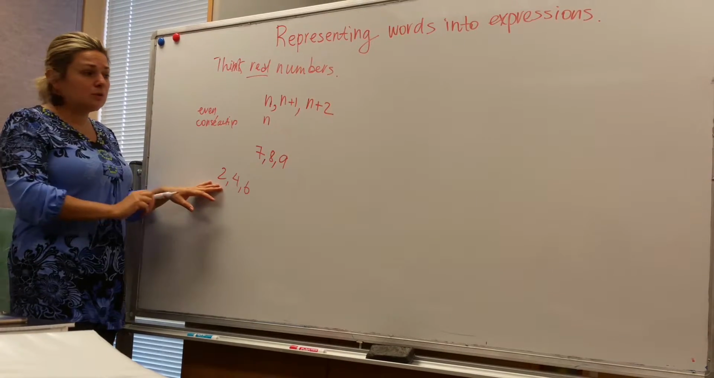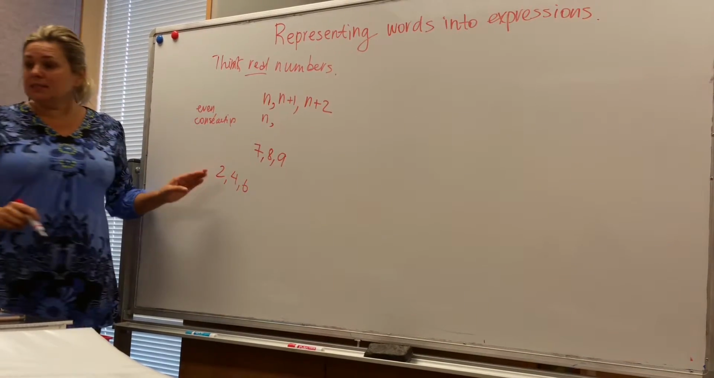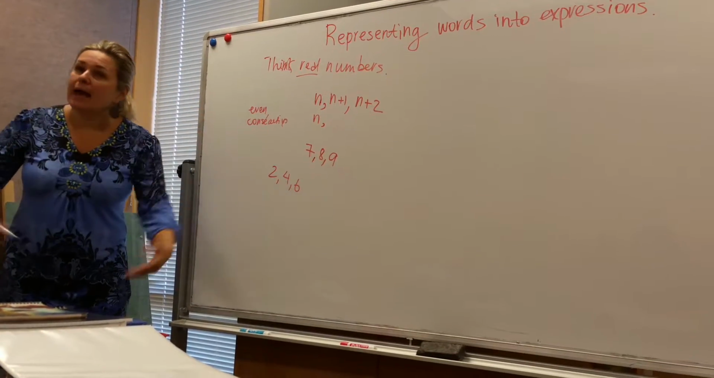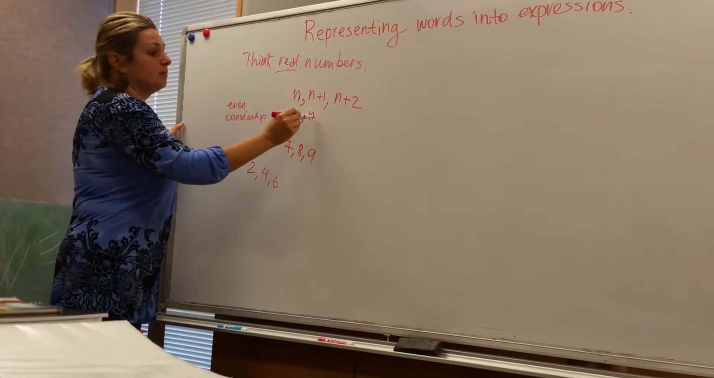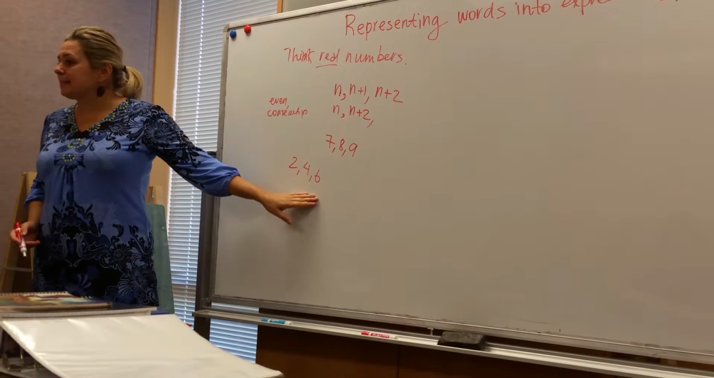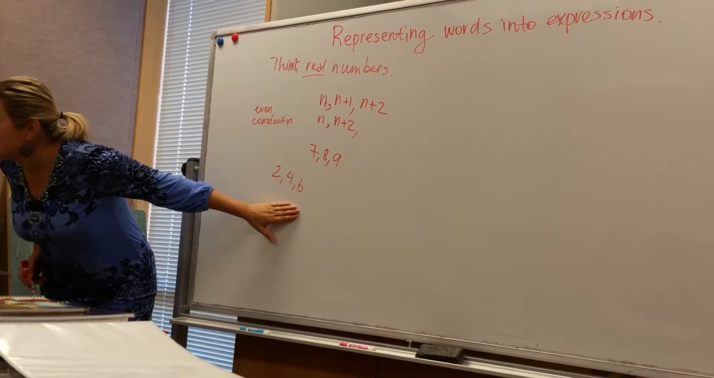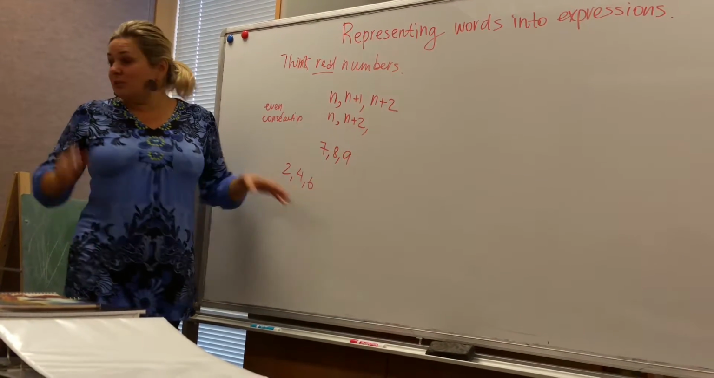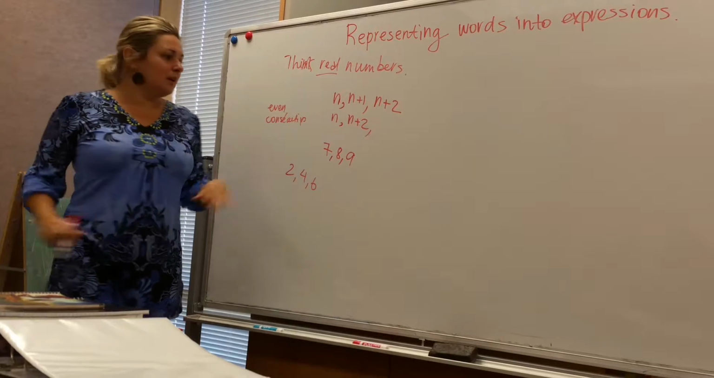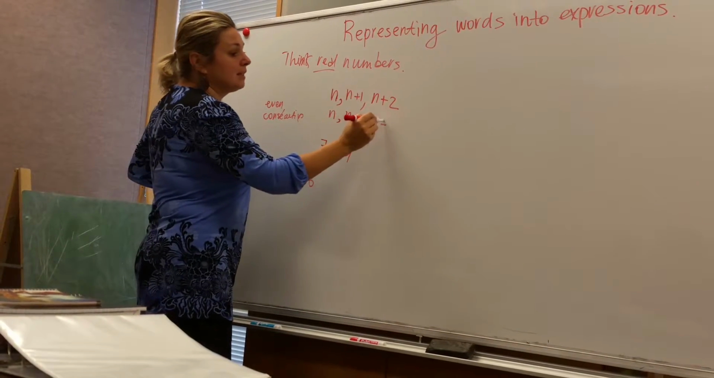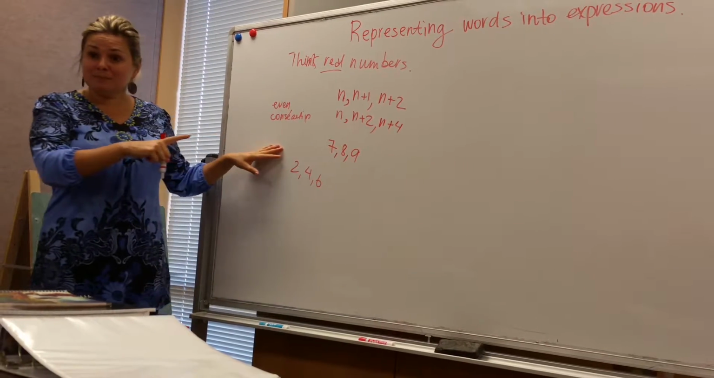Consecutive numbers. So if 2 is my starting point, how did I get from 2 to 4? I added a 2. N plus 2. How did I get from 2 to 6? You counted by 2. I added a 4. So n plus 4. Does this make sense? Mm-hmm.